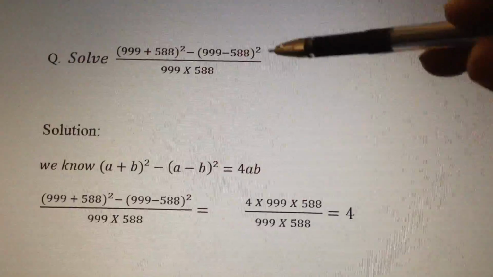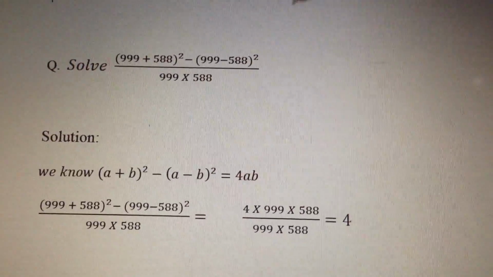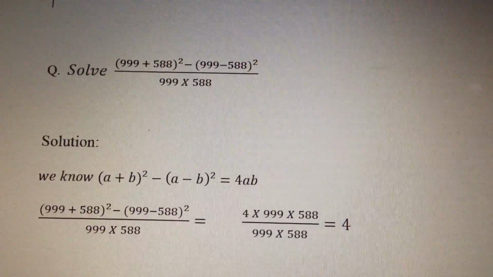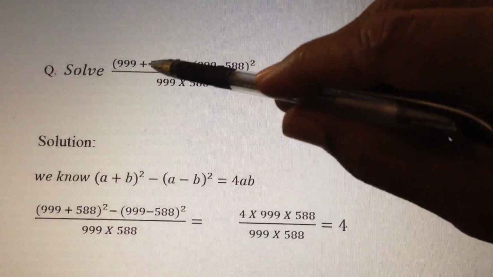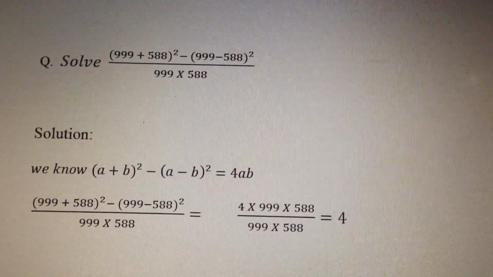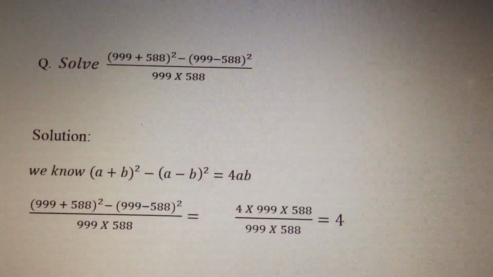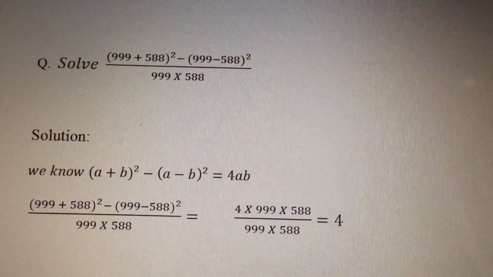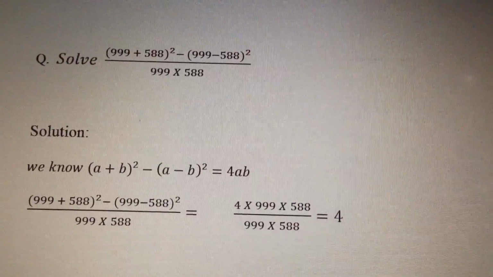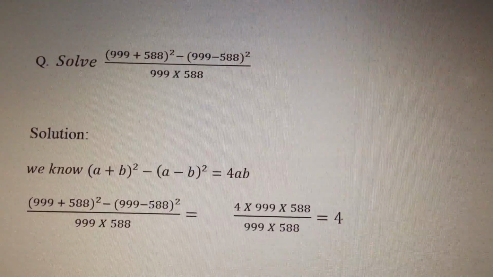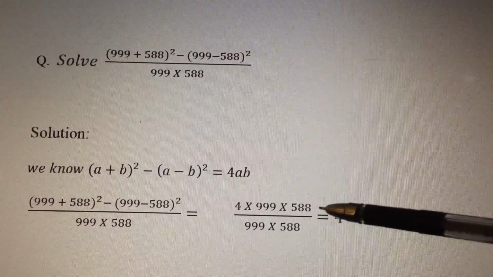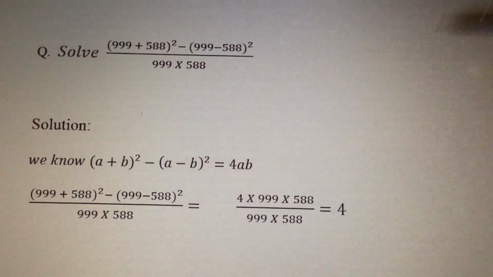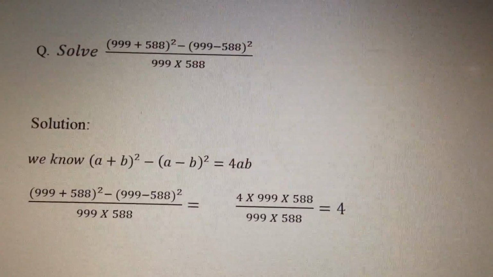Okay, let us see one more example here. ((999 + 588)² − (999 − 588)²) by (999 into 588). If you carefully see the question, the numerator part is in the form of (a+b)² − (a−b)². This we have already discussed earlier, which is equal to 4ab. Now let us just apply the formula, plug in the values there and get the result. So this entire expression is equal to 4 into 999 into 588 divided by 999 into 588, which is equal to 4. Therefore, by using these shortcuts, we can save a lot of time.